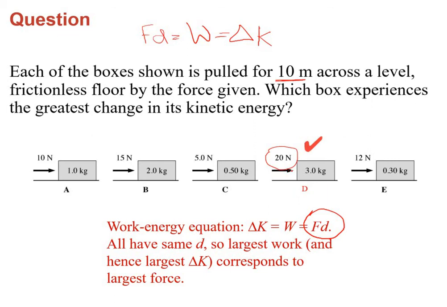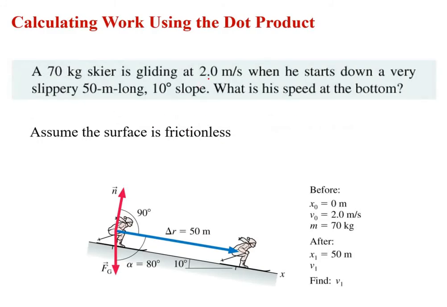Okay, now let's look at this example. Again, it demonstrates the work-kinetic energy theorem. We have a skier gliding at 2 meters per second when he starts down a slope. So initially he's moving at this speed. And then he starts down a slippery slope, which is 50 meters long, and the slope is 10 degrees. What is his speed at the bottom? Now, again, we're going to use the work-kinetic energy theorem. The forces acting on the skier are the normal force and the force of gravity. We're again assuming that it's frictionless.